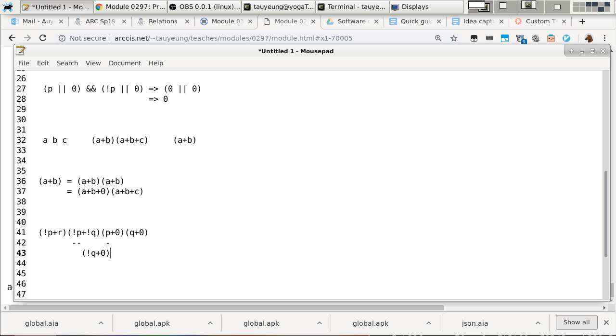So the result of the resolution is not Q or false. The not Q comes from the first expression, and the false comes from the second expression. Is that okay? All right? Because this term is the result of resolution of these two, now we can have a bigger conjunctive normal form, including the result of the resolution, and that would still have the same meaning as the original one. It just looks longer.